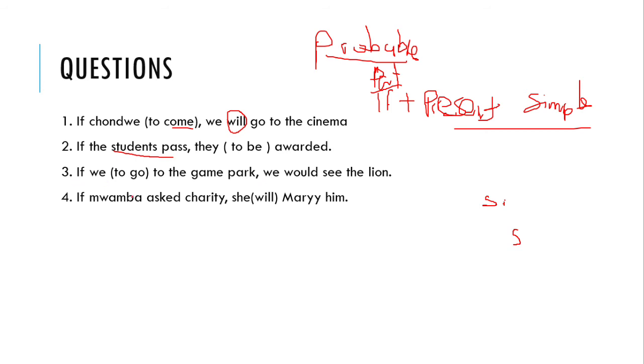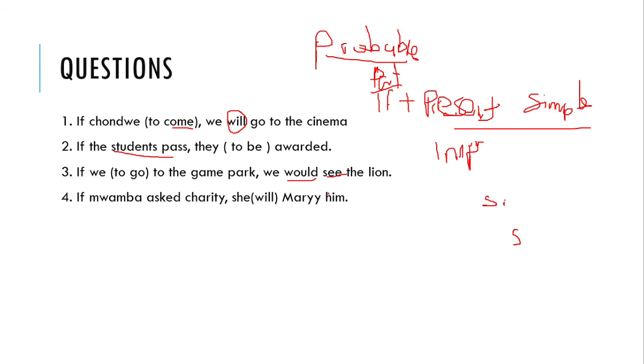You come to question 3. If we to go to the game park, we would see the lion. Okay, this one is not complete. Let me go to the main clause. The main clause is complete. There is would plus the verb in its positive form. Would plus see. Which condition deals with this? Would plus see in the main clause is the improbable condition.